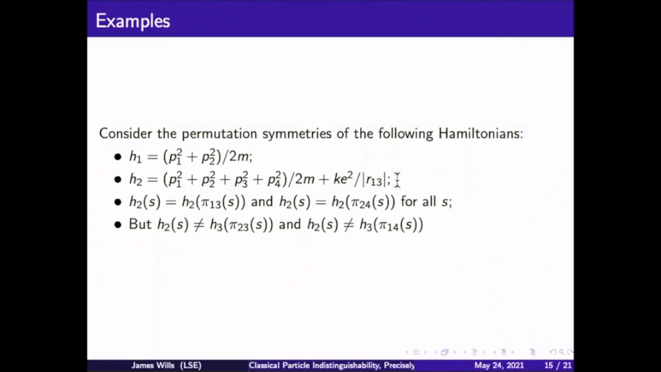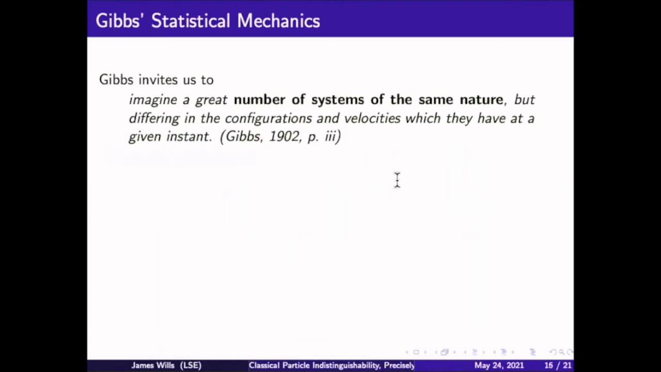Okay. With these definitions in place, I think it's now finally time that we can introduce some statistical mechanics and talk about what effect my arguments have on the probability measures that are introduced by statistical mechanics. And it will be useful in this regard just to remind ourselves how Gibbs himself introduced statistical mechanics. In his introduction, he invites us to imagine a great number of systems of the same nature, but differing in the configurations and velocities which they have at a given instant. This has come to be known as the ensemble.